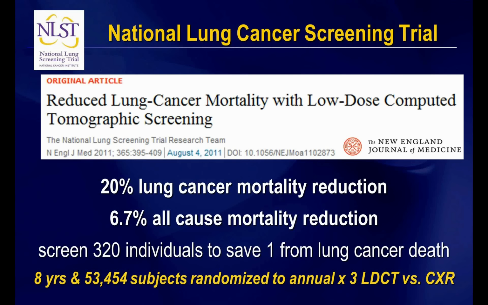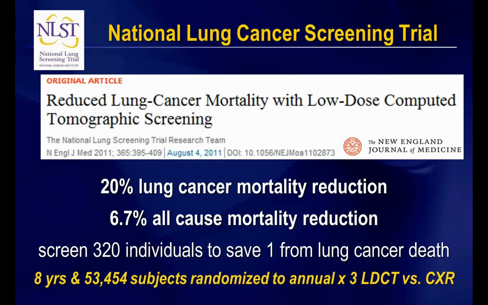The NIH funded the National Lung Screening Trial, which was an 8-year study of over 53,000 subjects randomized to either annual low-dose CT for 3 years or an annual PA radiograph. The study was halted early because it met its primary endpoint of showing a 20% reduction in lung cancer mortality by annual low-dose CT. This study was published in the New England Journal of Medicine in August of 2011.